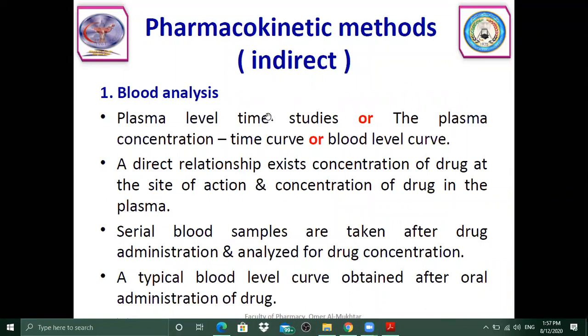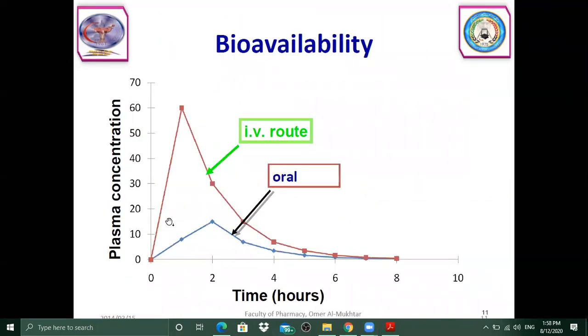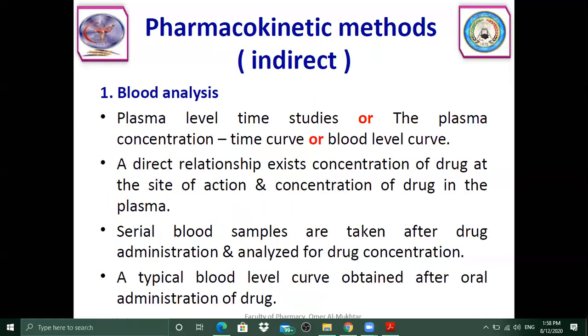In that, first is blood analysis: plasma level time studies, or the plasma concentration time curve, or blood level curve. So this is what we'll be doing through this study. Basically plasma concentration against time. That is what we'll be looking into through blood analysis.